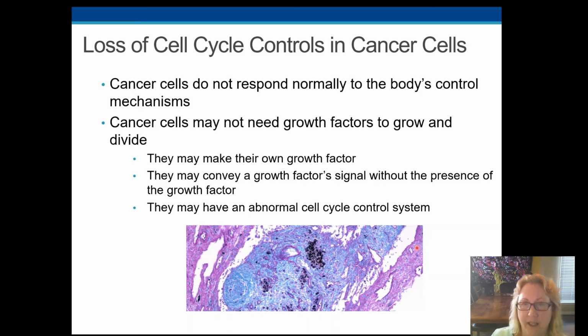So often cancer cells make their own growth factor, so they secrete the growth factor and respond to the growth factor at the same time. Sometimes their receptor for the growth factor, the little receptor that receives the signal, is mutated so that it responds as if it always has growth factor present, even if there isn't any growth factor. And sometimes they just seem to operate outside of any need for control of their cell cycle.